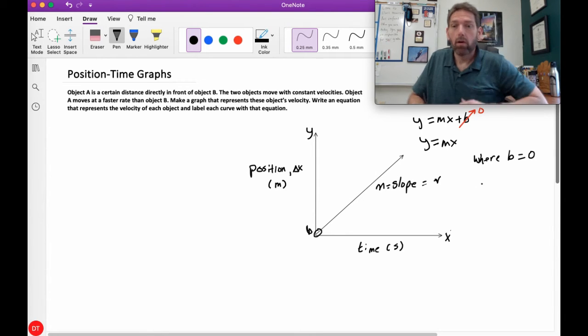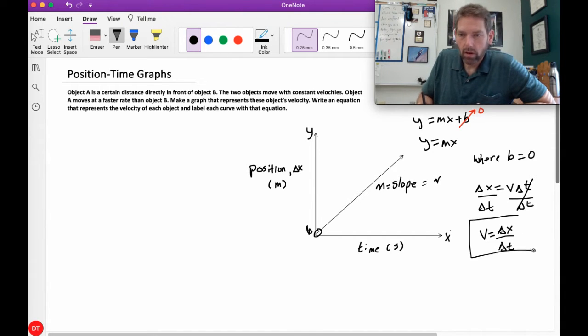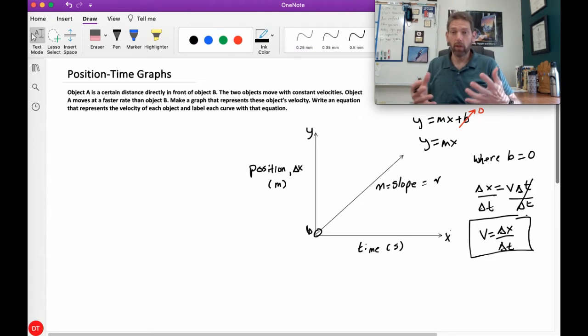So now we think about this: y is our position, which is delta x. m is our slope, which is our velocity. And the x right here we know is time, our change in time. You should be able to see very quickly that if I were to divide both sides by delta t, I wind up with velocity equals the change in position over the change in time, which is essentially our basic equation for speed or velocity.